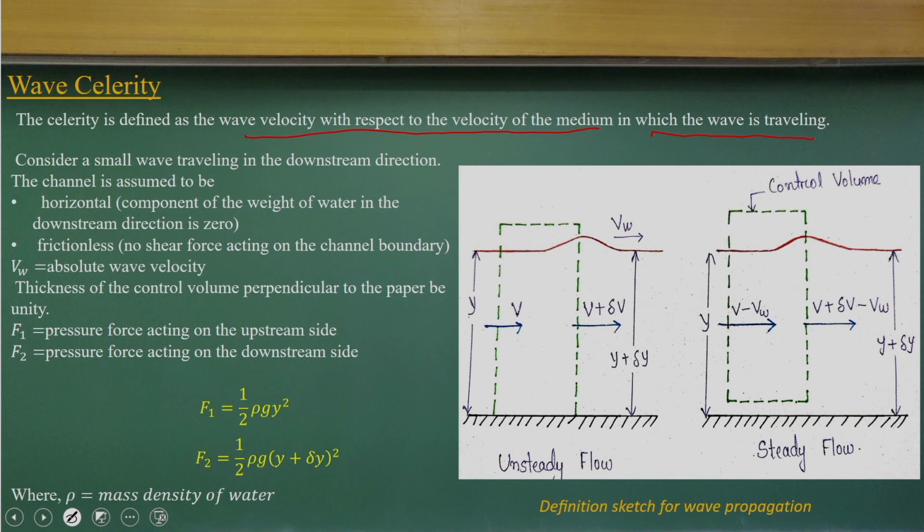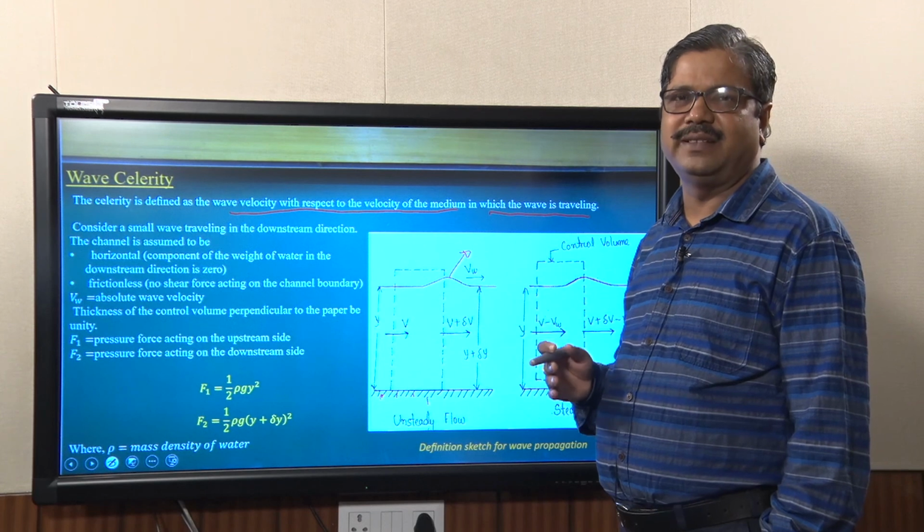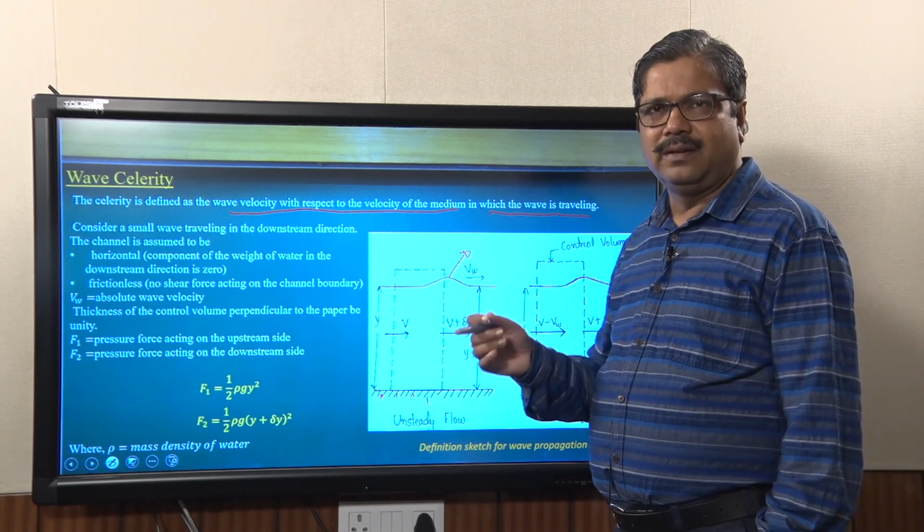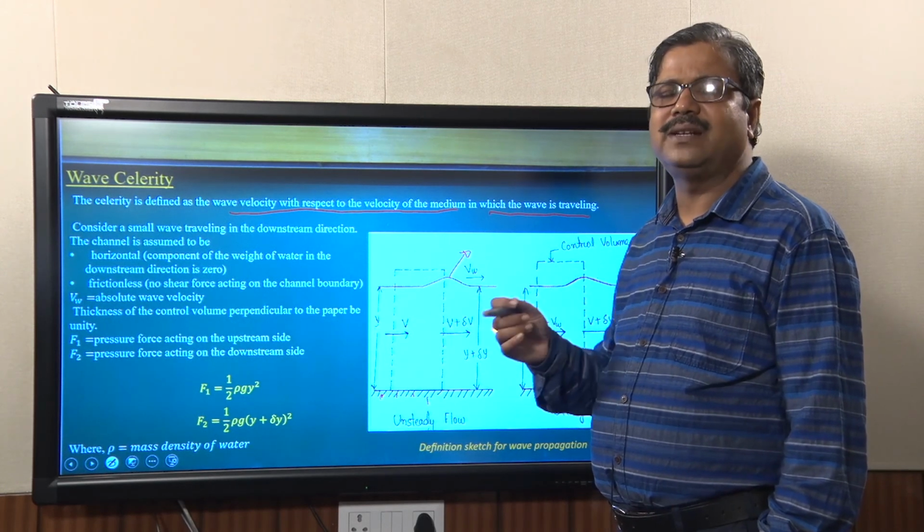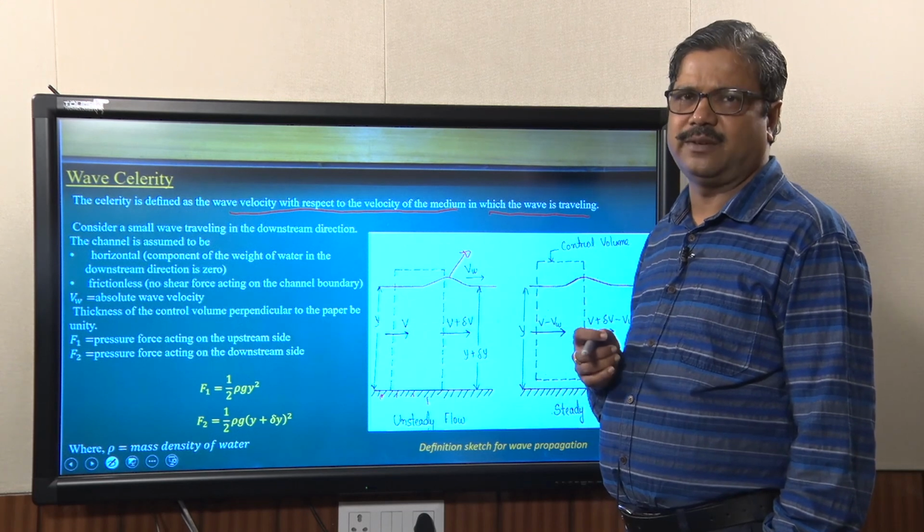That velocity we call the celerity. Now, if you look at these cases, I have the channel flow and we have created a small disturbance here, a small wave. We try to look at what actually happens to this small disturbance that we have created.